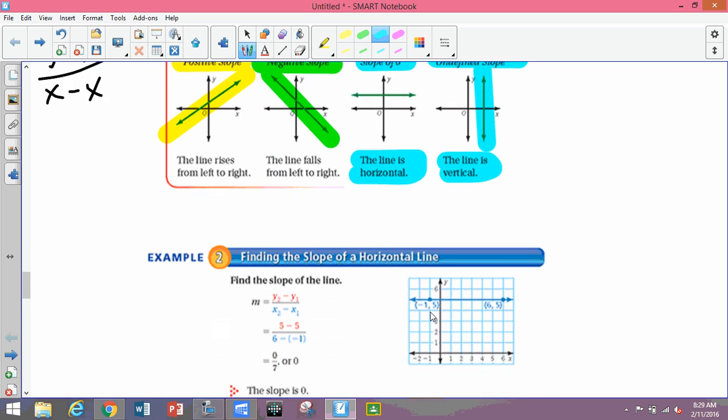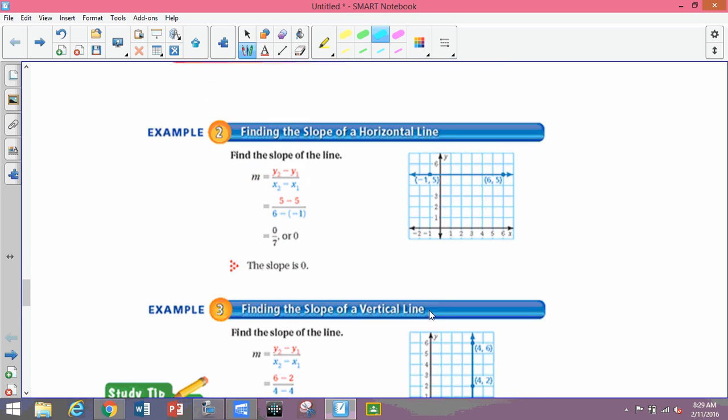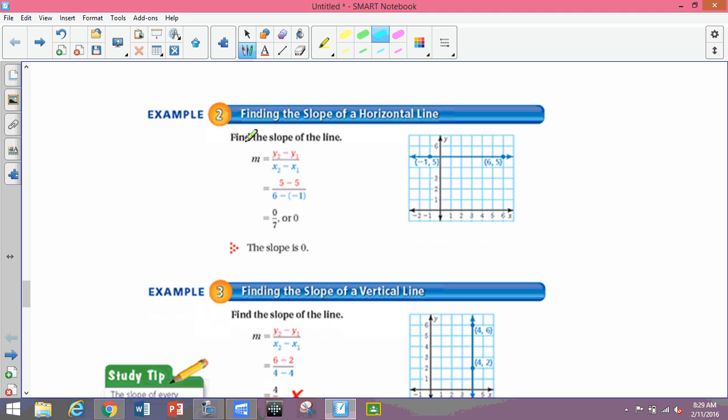Now I'm going to show you why, because I figured you would want to know why. Okay, this is the slope of a horizontal line. If you take y minus y over x minus x, so your points 5 minus 5 over 6 minus negative 1, and hopefully you all remember how to do that, you end up with 0 over 7. Well, 0 divided by 7 gives you an answer of 0. Okay, so that's why your slope is 0.